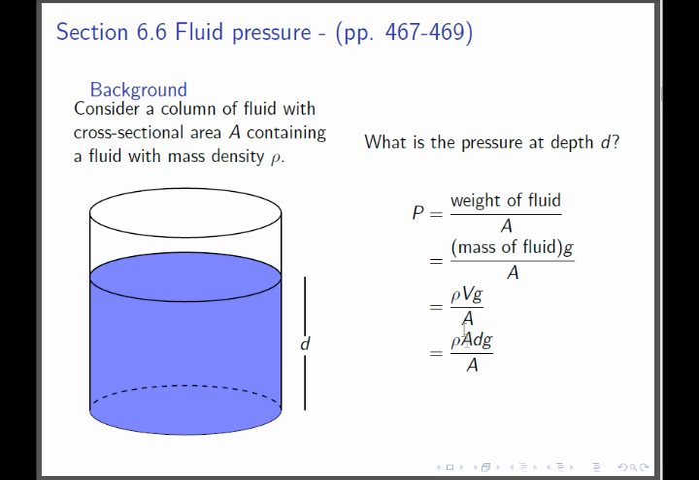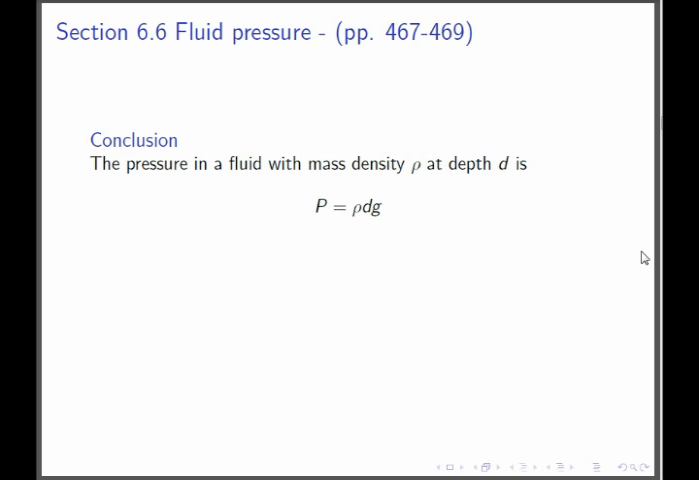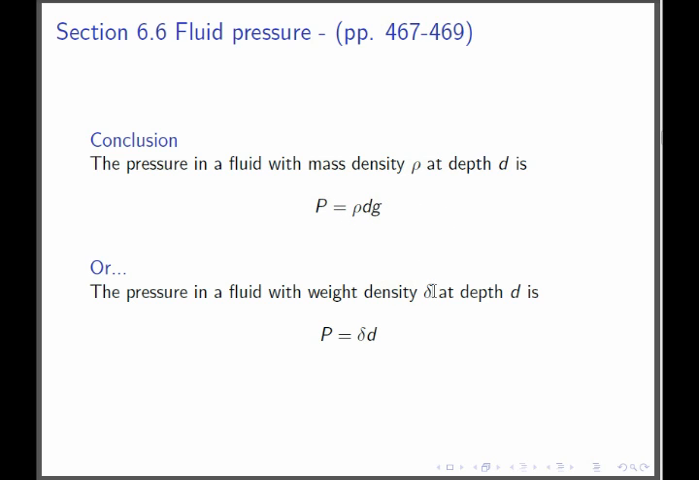And so now I see that I can cancel this cross-sectional area A and simplify to just ρdg. This is the mass density of the fluid times the depth times acceleration due to gravity. So this shows that the pressure at depth D is independent of the cross-sectional area. It's only dependent on the density of the fluid and the depth. So our conclusion of this calculation is that the pressure in a fluid with mass density ρ at depth D is ρdg. Or if instead of mass density we're given a weight density, then we would not have to multiply by this acceleration due to gravity. It would just be that weight density delta times the depth d.